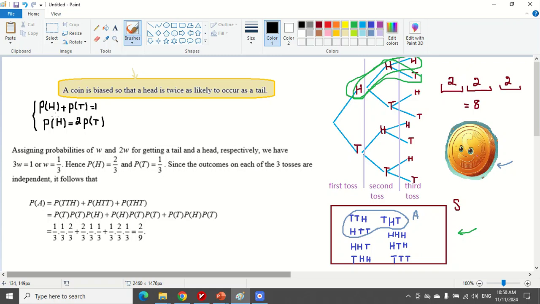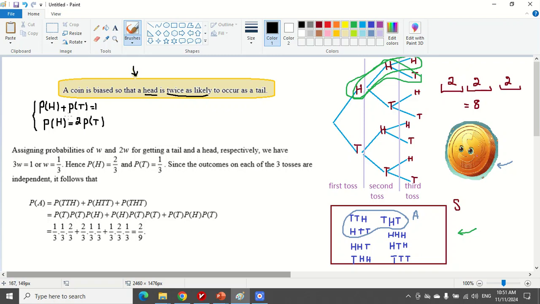Since the probability of the sample space is equal to 1 based on the axioms of probability, the probability of head plus the probability of tail should be equal to 1. And based on the information given in the question, the coin is biased, and the probability of head is twice as likely, meaning it's going to be 2 times the probability of tail. So right now we have a system of equations.